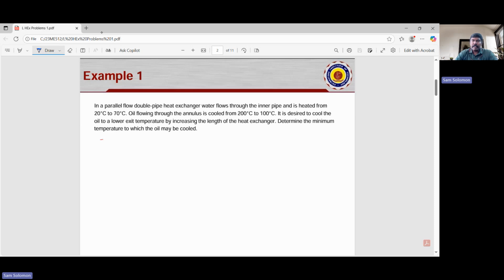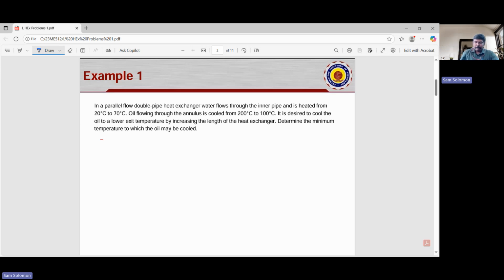In this lecture, we will solve a couple of problems in heat exchangers. Example number 1. In a parallel flow double pipe heat exchanger, water flows through the inner pipe and is heated from 20 to 70. Oil flowing through the annulus is cooled from 200 degrees centigrade to 100 degrees centigrade.